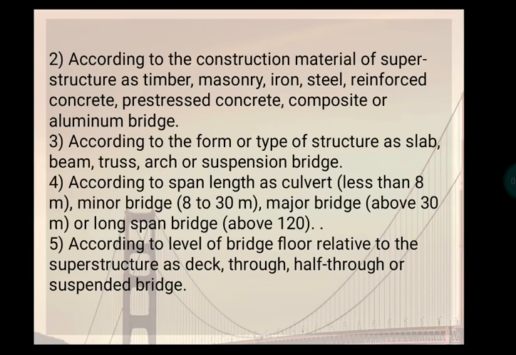Next type is according to the span length as a culvert. So first is minor bridge, second is major bridge and third is long span bridge. Minor bridge span is less than 30 meter, 8 meter. Major bridge above 30 meter and long span bridge span is more than 120 meter. Next type is according to the level of bridge floor relating to the superstructure as a deck, through, half through or suspended bridge.